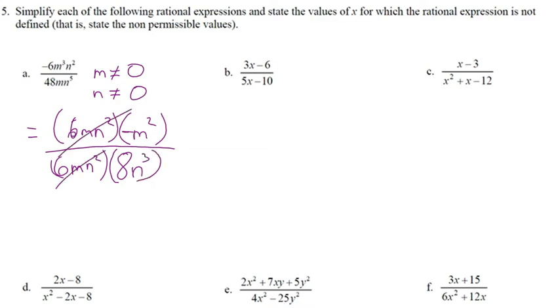Okay, I've already stated my non-permissible values. And so my simplified form is negative m squared over 8n cubed.